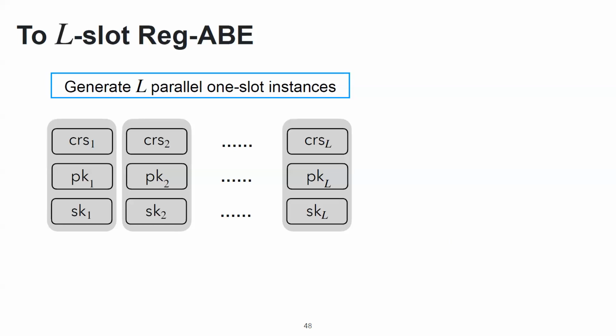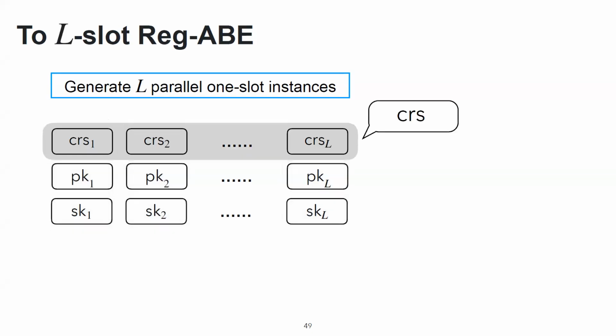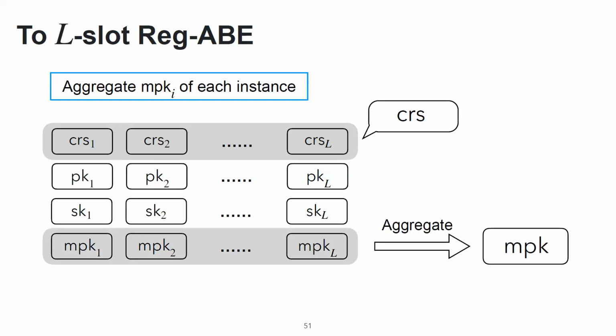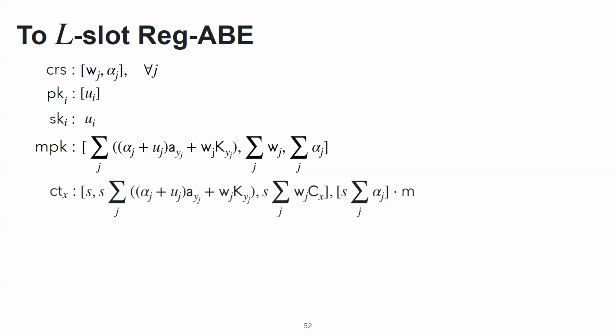Then let's talk about how to build a many-slot scheme. We first simply generate L parallel one-slot instances and put their CRSs together. We get a CRS for the L-slot scheme. For registration, we first let each instance register respectively and obtain their master public keys. With these one-slot master public keys, we add them together and get the L-slot master public key. In particular, we obtain the L-slot scheme as follows. Note that the ciphertext is encrypted under the aggregated master public key.